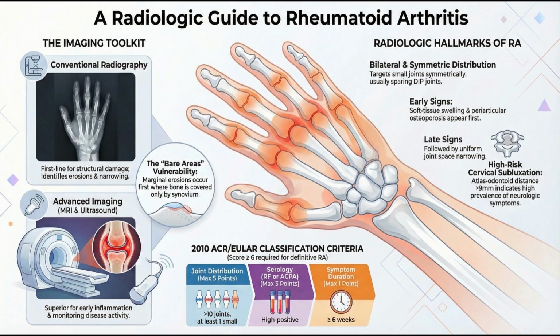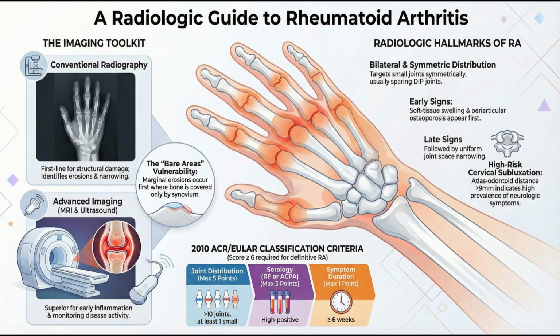And what happens to them? Well, C1 is a ring, and C2 has a peg sticking up, the odontoid process. It looks like a tooth. C1 rotates around that tooth. It's held in place by ligaments. Okay. RA destroys those ligaments.